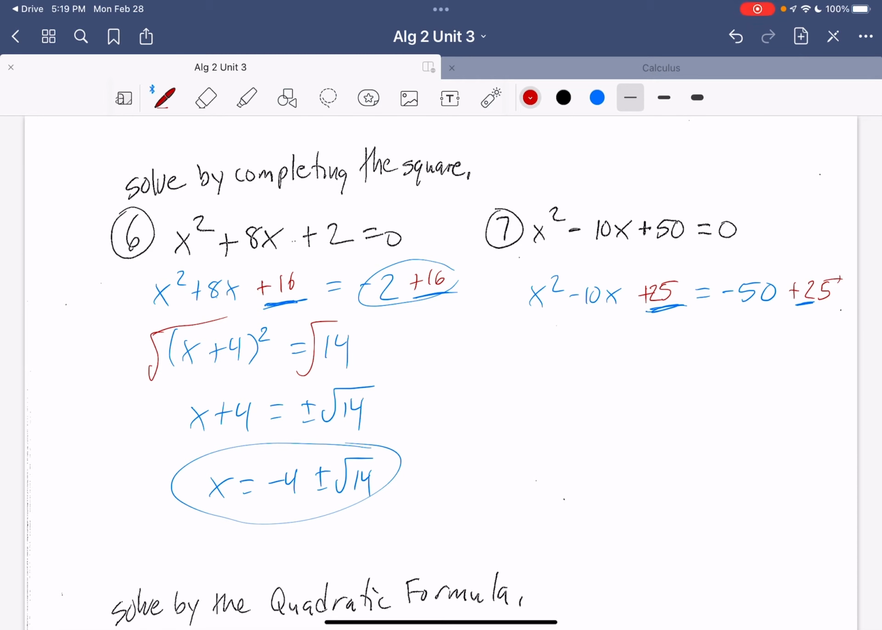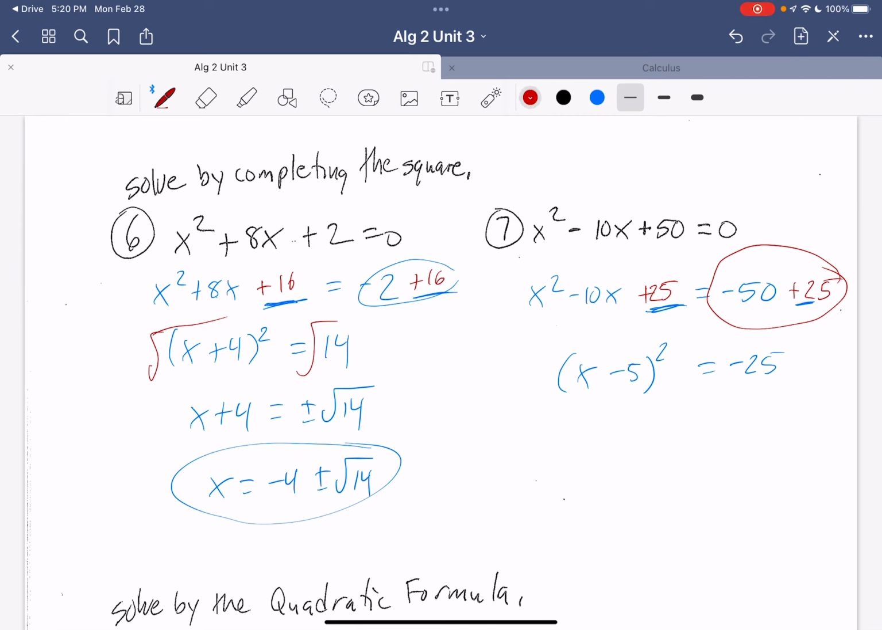Okay. So I got to put that together. So that would be negative 25. So that means when I take the square root, I'm going to get an imaginary solution. And then this factors into x minus 5. So you have to have the negative carry down. And it always factors into half the middle term, which is a negative 5.